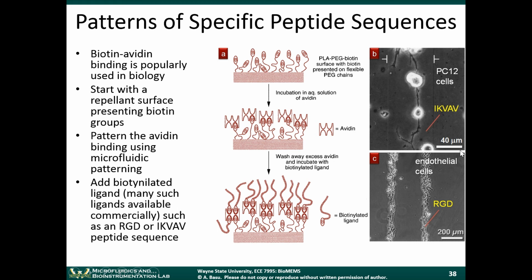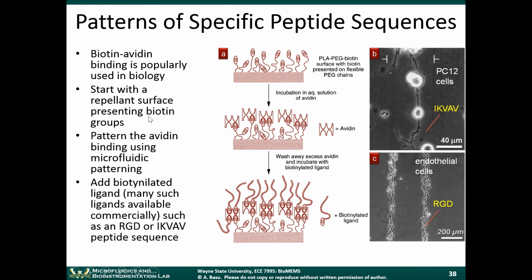This example here is patterns of specific peptide sequences. I want to stress again the biotin, streptavidin chemistry. That's the thing I told you that all biologists will know. The attachment chemistry that most biologists are familiar with is this biotin, streptavidin. This is based on that technique. So biotin avidin is popularly used in biology.